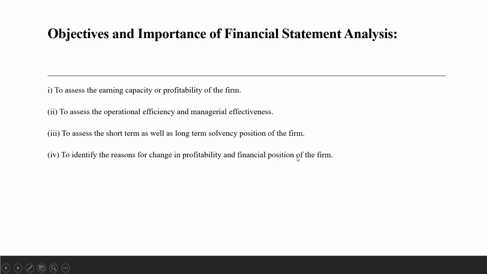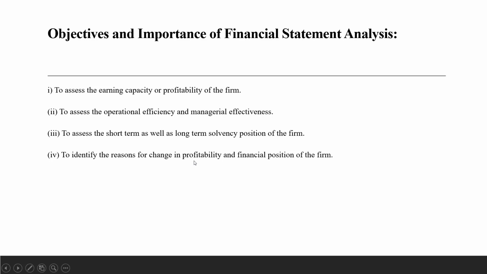And how to know the financial position of the firm? If there are changes in the profitability of the business, when we display the profitability changes in the balance sheet or the profit and loss account, then the financial position of the firm also changes according to how the profits were earned.